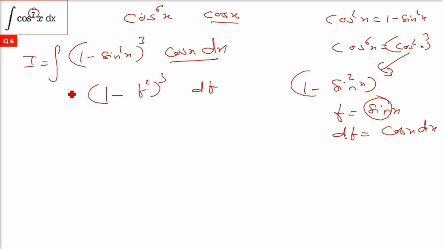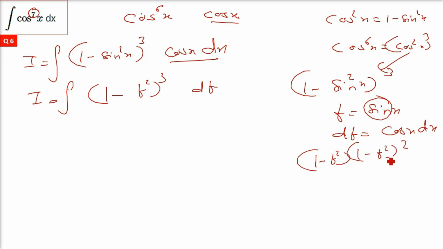So this whole cube, if you know the formula, it's very good. If you don't know the formula, just multiply 1 minus t square 3 times. That's the only thing which you can do. Because a minus b whole cube is a cube minus b cube minus 3ab times a minus b. Okay, that is the whole formula. So 1 minus t square into 1 minus t square whole square.